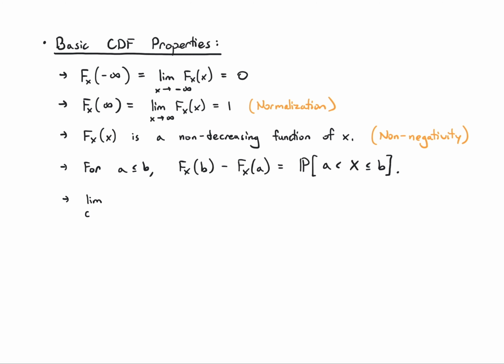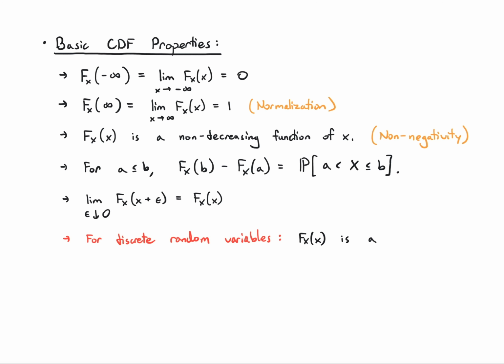I also have continuity from the right, so if I take epsilon down to 0 from the right, then F of x plus epsilon is equal to F of x. I'm rushing through these a bit, and again, it's because we're not going to be using this directly in discrete random variables. The main thing to notice is what this object is going to look like visually.